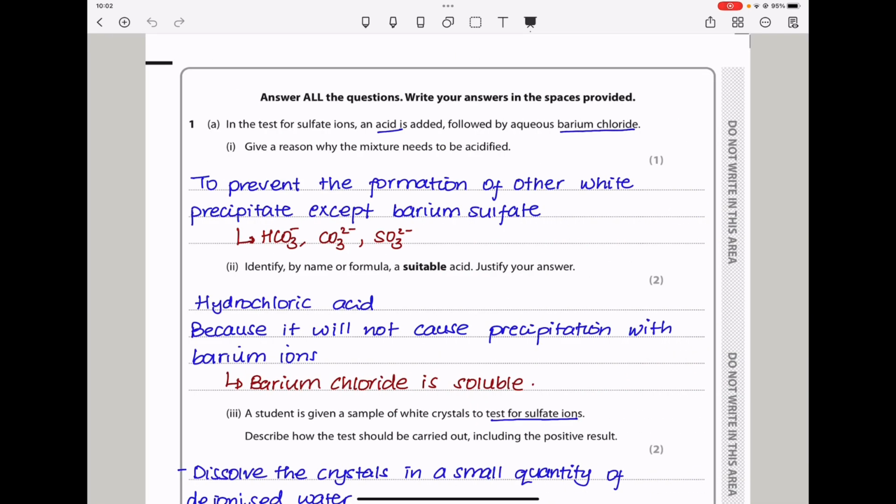Question 1. In the test for sulfate ions, an acid is added followed by aqueous barium chloride. Give a reason why the mixture needs to be acidified. Acidification prevents the formation of white precipitates that will not be barium sulfate. For example, if there is a hydrogen carbonate or sulfite, there is a possibility of white precipitates being formed and confusing the result of the experiment. So acidification ensures that we get rid of this so that any white precipitate formed is due to barium sulfate.